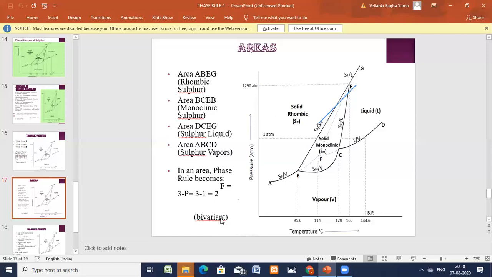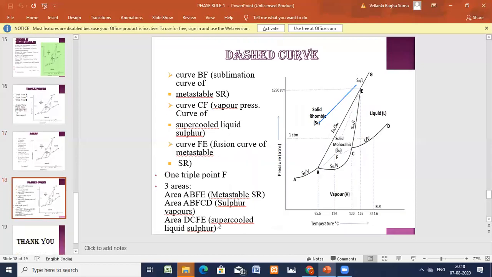So this is the way we can explain the phase rule for the same component in different phases. In the sulfur, for the curves you are getting the monovariant system. At the triple points, you are getting the non-variant system. At the areas, you are getting the bivariant system. Same in the water system also.